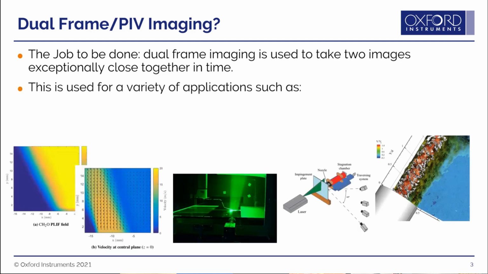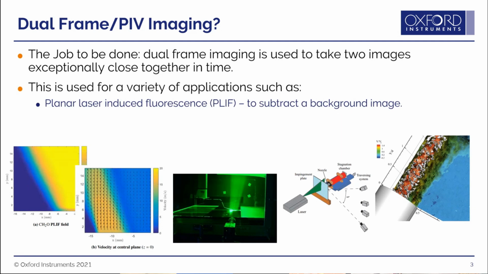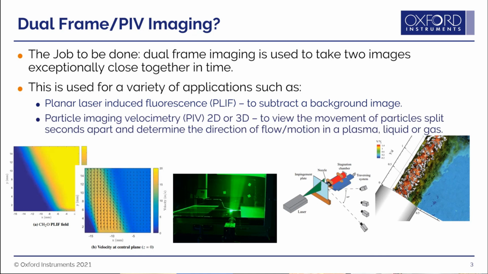There might be a few applications where you want to do this, such as if you're doing some kind of planar laser induced fluorescence and you want to take a background image really quickly close to your main image so you can subtract some kind of background noise or source, or if you're doing particle imaging velocimetry, hence PIV, in 2D or 3D, and this then lets you view the movement of particles or fluids or plasmas or liquids or gases. Very close together, and then you can determine the direction of flow or motion within whatever it is you're observing. And these are two of the main applications for this.